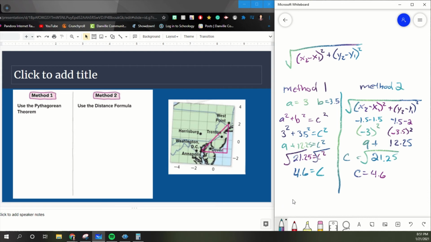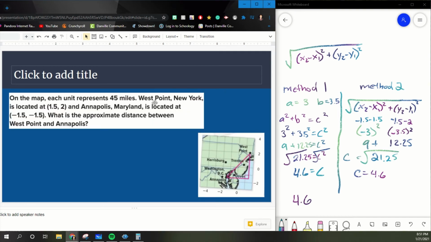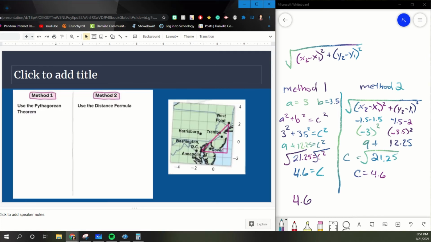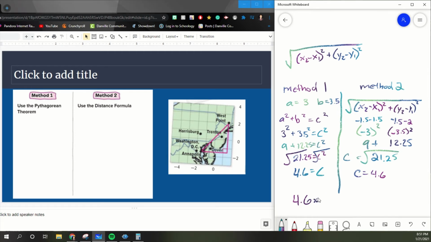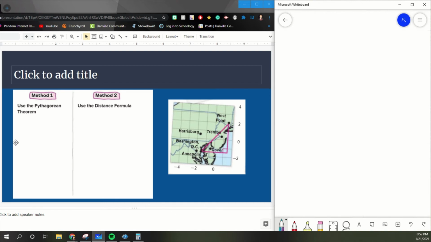Now notice we have 4.6 units, but what does each unit stand for? Each unit stands for 45 miles. So we really need to multiply this 4.6 times 45 to find out the distance in miles between West Point and Annapolis. And when you multiply 4.6 by 45, you get 207. So 207 miles is our final answer, no matter which method you use. Hopefully that makes sense. If that does, you can go ahead and start working on your homework, but I'm going to go through 1 or 2 more examples just to make sure we have it down.